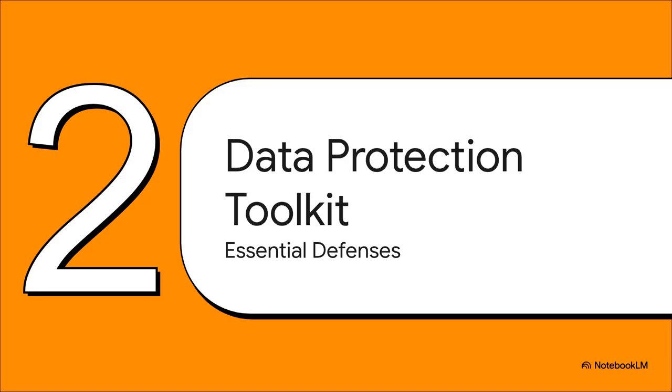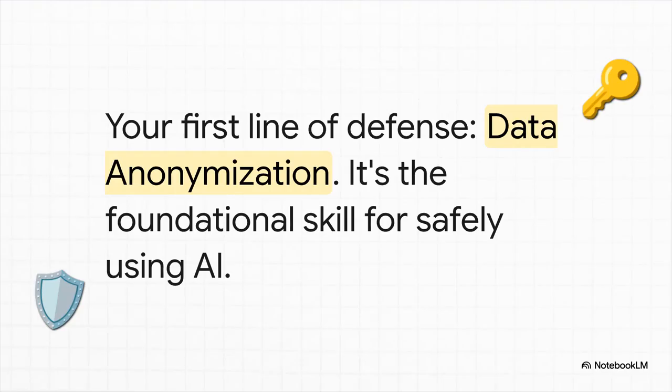Okay, so that's the problem. So how do we fight back? Well, we need what I like to call a data protection toolkit. These are the defenses you can and you absolutely should build to shield your customer data before it ever gets near an AI. Your first line of defense, and this is non-negotiable, is a technique called data anonymization. Think of this as the foundation for safely using customer data with any AI tool. It's all about stripping out the personal stuff while keeping the data useful for getting those juicy insights we need.